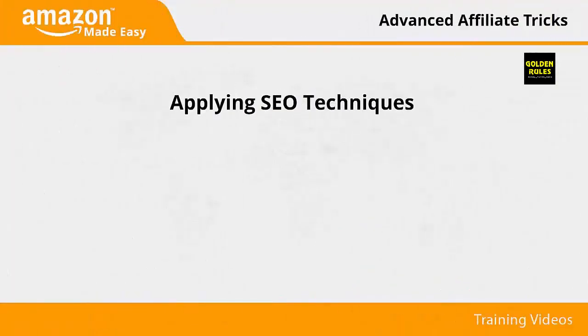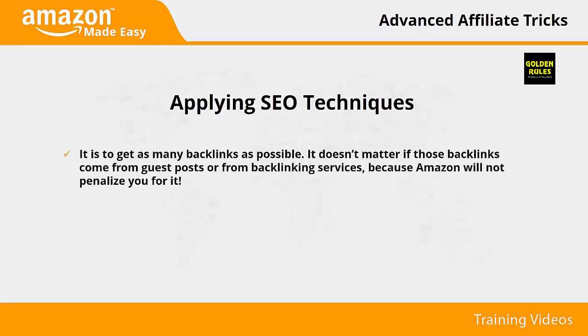Applying SEO techniques. Apart from applying the usual search engine optimization techniques, such as getting press releases for your private label, creating articles to rank your label as a keyword recognized by Google, and bookmarking, there is one SEO strategy that we have discovered that works extremely well for FBA. It is to get as many backlinks as possible. It doesn't matter if those backlinks come from guest posts or from backlinking services, because Amazon will not penalize you for it.